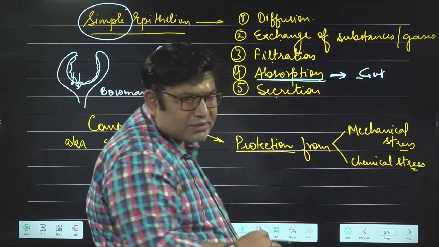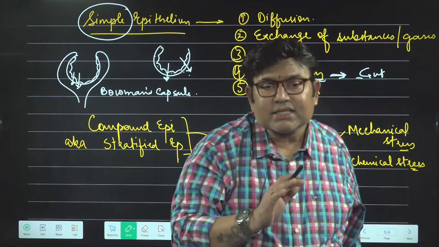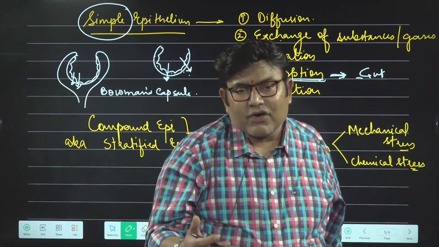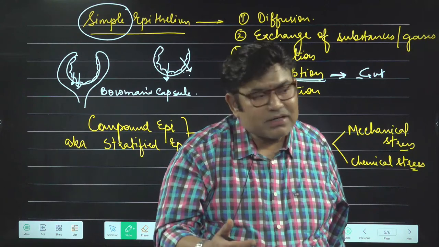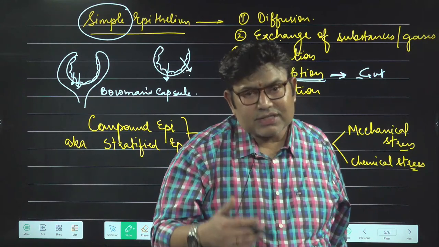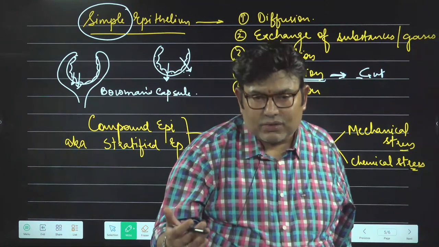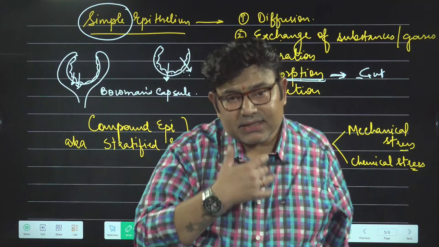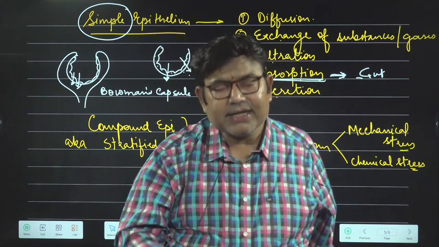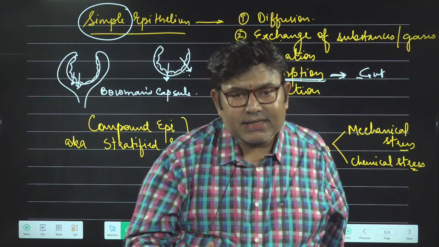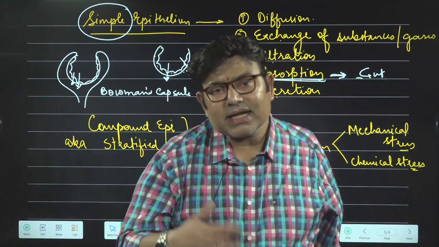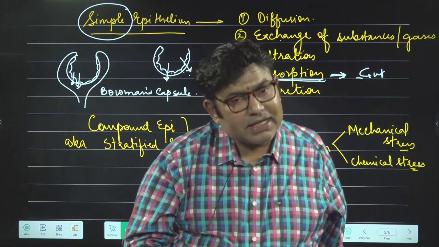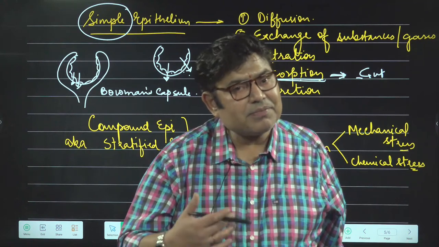And secretion, any place where the secretion is happening, for example, let us say we have got the epithelium of the stomach, which is modified into a gland. Yes, there are many glands in the entire lining of the gut. Glands are derived from the mucosa or the mucous membrane. So that represents the simple epithelium.